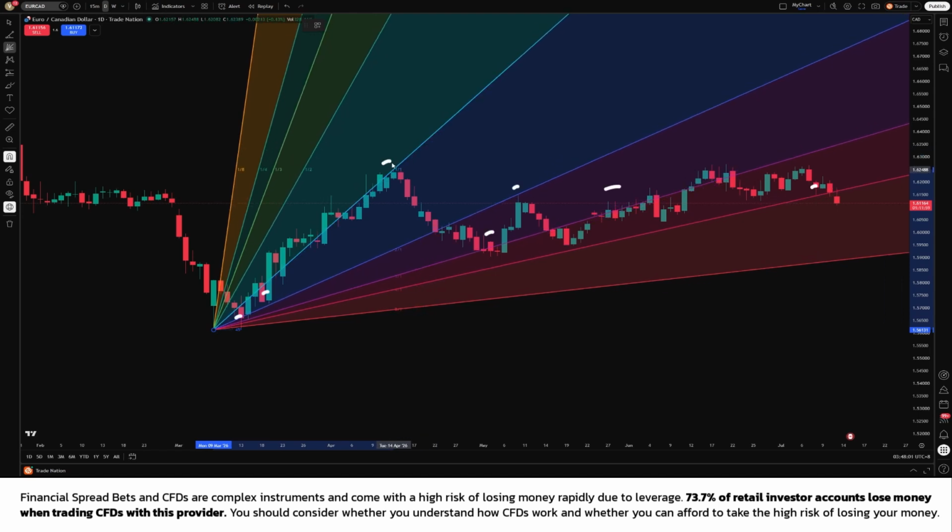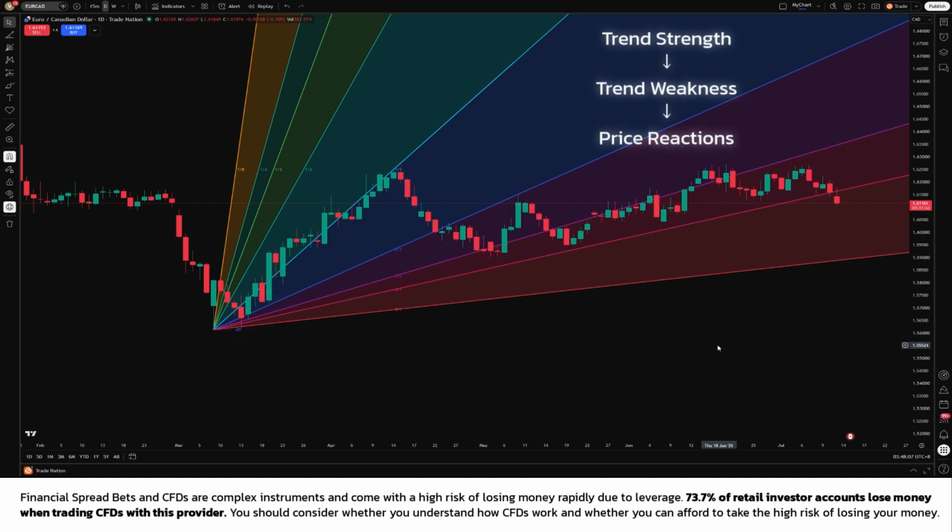In summary, the Gann fan offers a geometric framework for understanding how price moves through time. It helps identify where trend strength is holding, where it may be weakening, and where reactions are more likely to occur. Used correctly, it provides context, not confirmation.